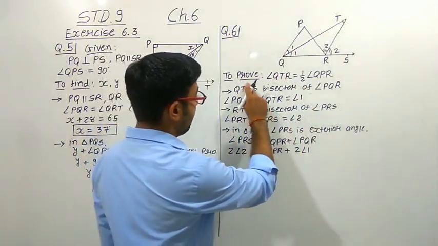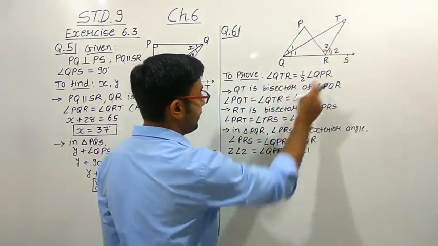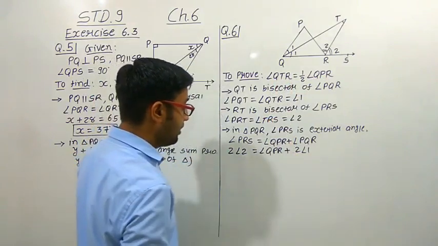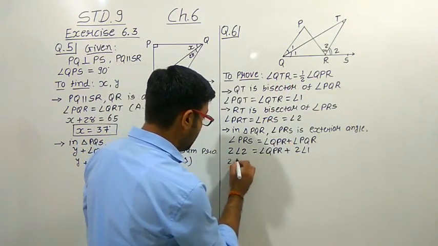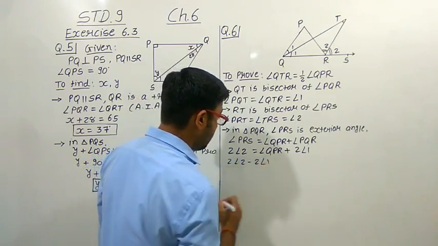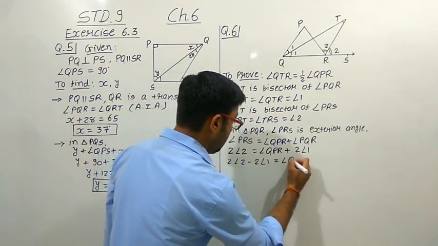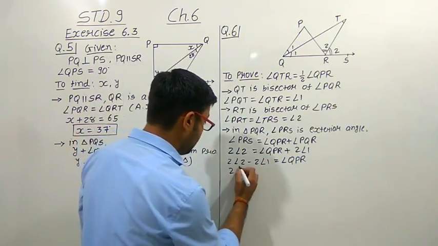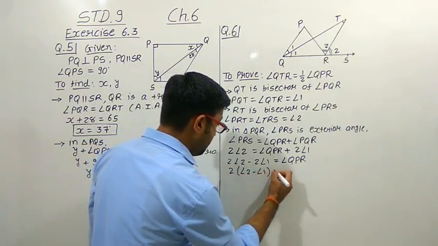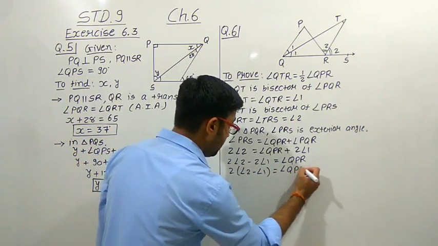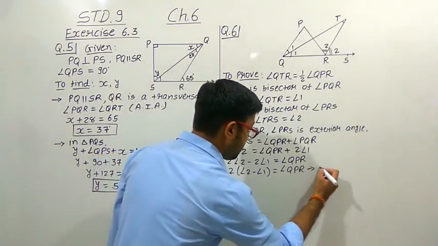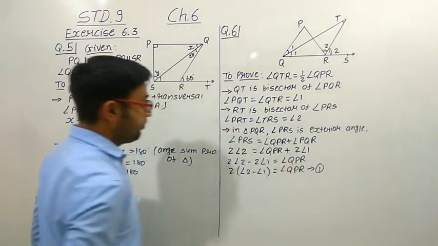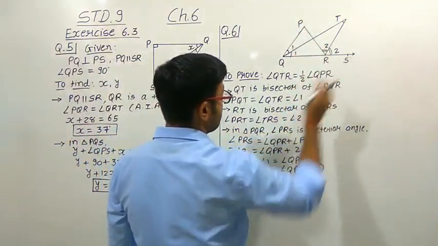So see, in whatever we have to prove, we require the angle QPR. So here when we make QPR the subject and take this to the left hand side, what will happen? 2 times angle 2 minus 2 times angle 1 is equal to angle QPR. When we take the 2 as common, we get 2 times (angle 2 minus angle 1) equals angle QPR. Right? Give it equation number 1. So here we use angle PRS as an exterior angle.